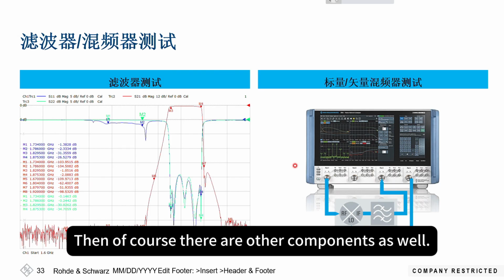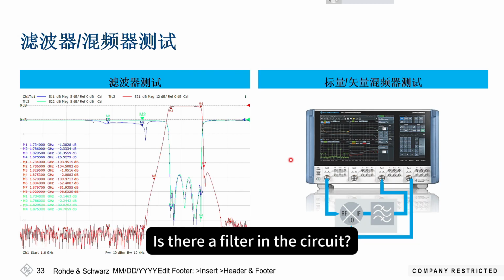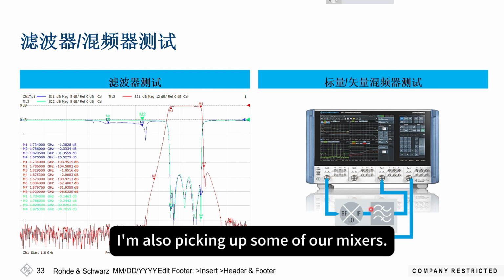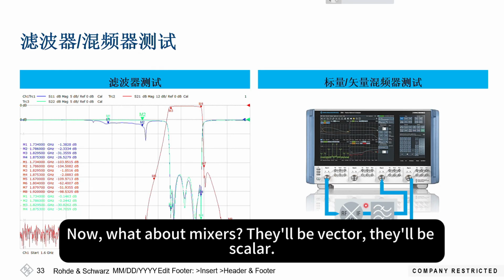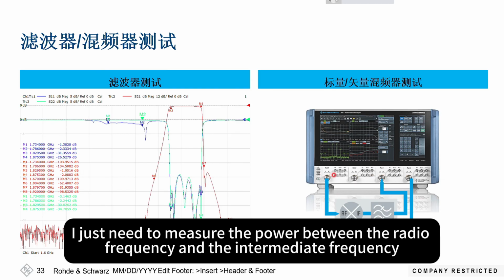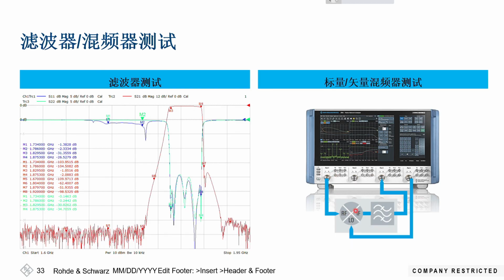Then of course there are other components as well. Is there a filter in the circuit? But this must be measured with a network analyzer. Well, in some cases, I'm also picking up some of our mixers. Now, what about mixers? They can be vector, they can be scalar. I just need to measure the power between the radio frequency and the intermediate frequency.